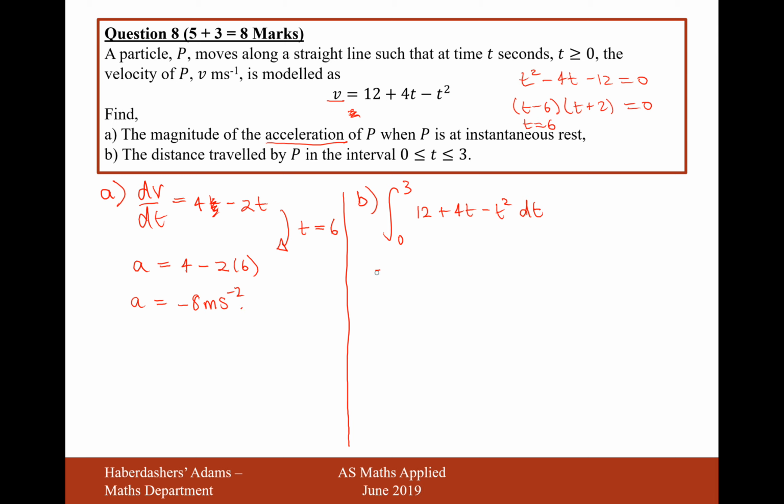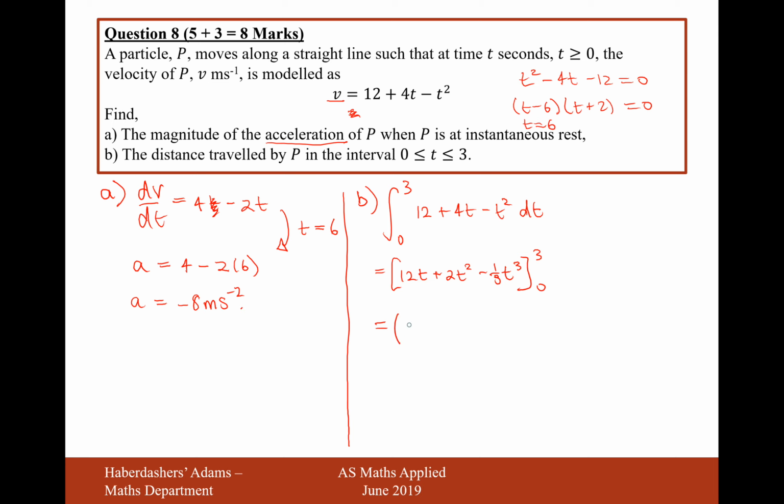So let's integrate now. It's going to be increase the power by 1 divided by the new power. And that's going to be this, evaluated between 3 and 0. So we now plug in 3, plug in 0, and do the subtraction between the two. But when we plug in 0, it's just going to be 0, isn't it?